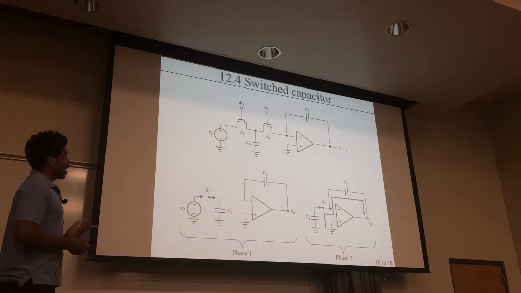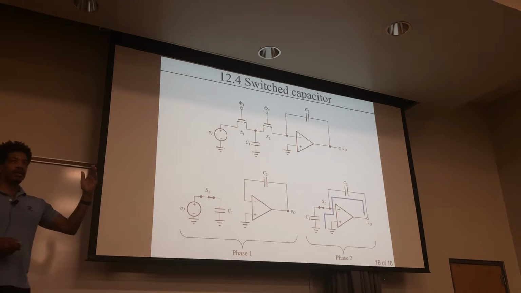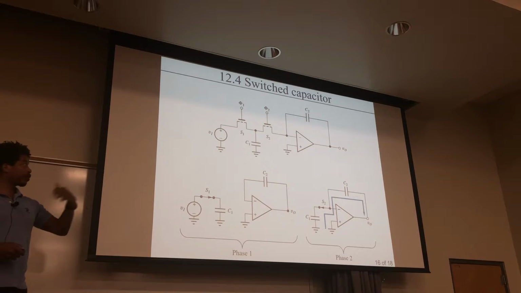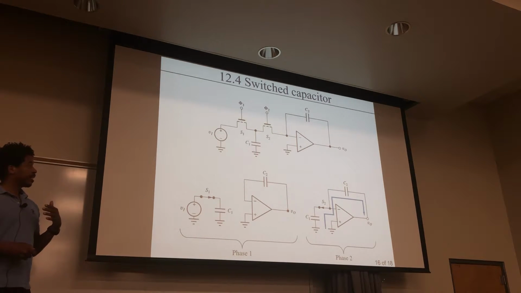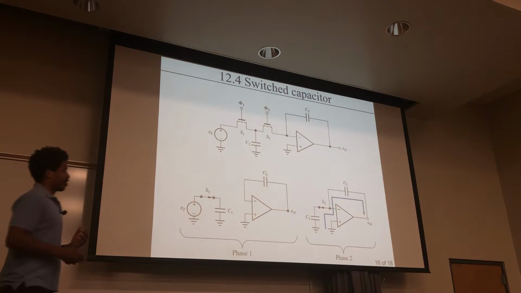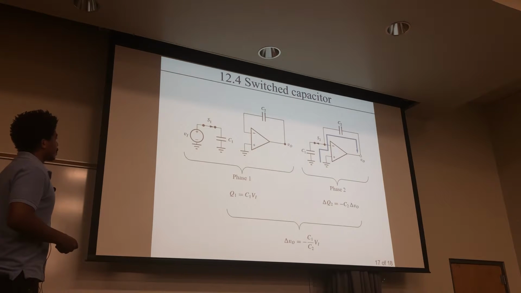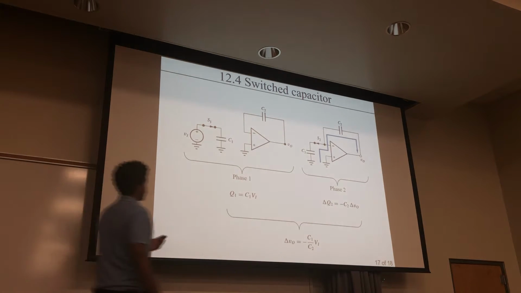And of course, the direction of flow depends on the positive sense of current flow. But what's really nice about that is even though you're changing things by having current flow back and forth between the two capacitors, the overall result at V out is in effect the same as having a resistor there. And one way to think about it is like this.